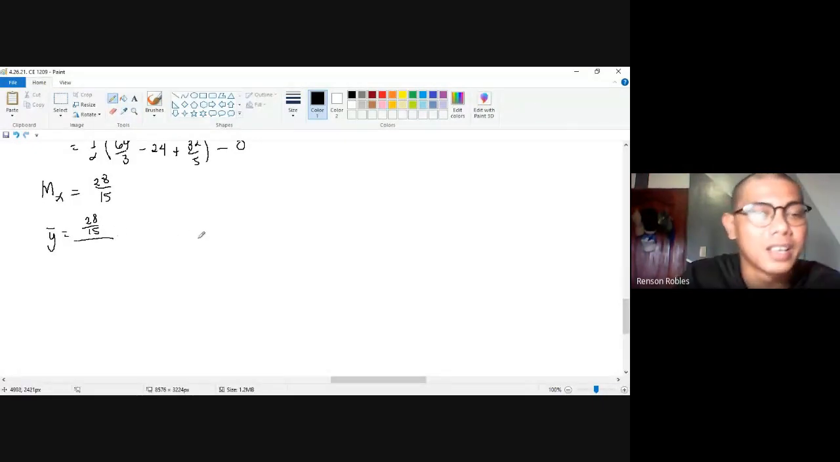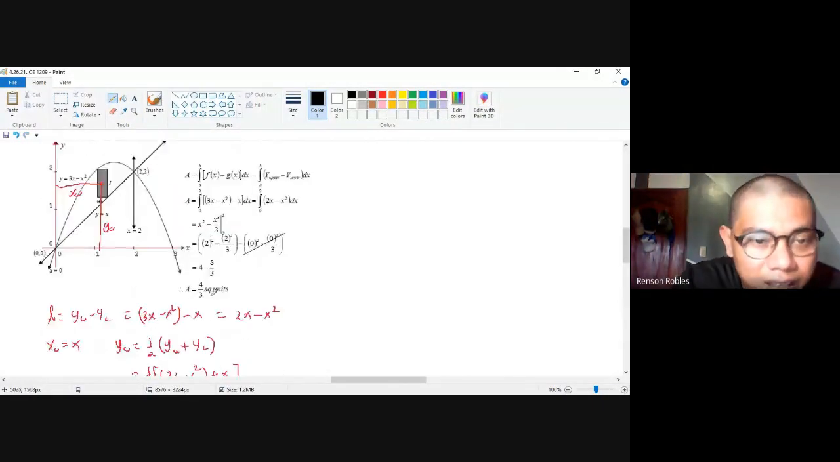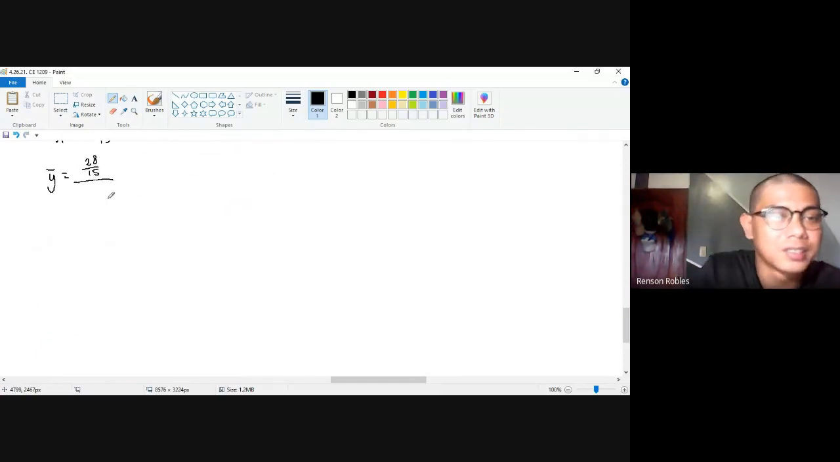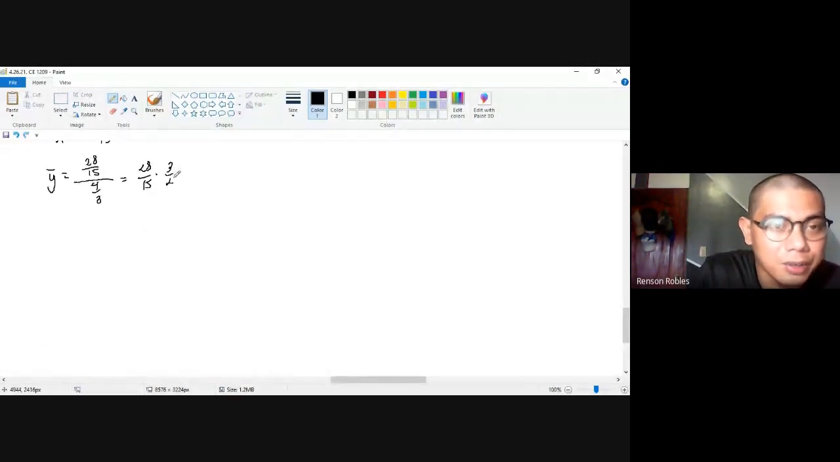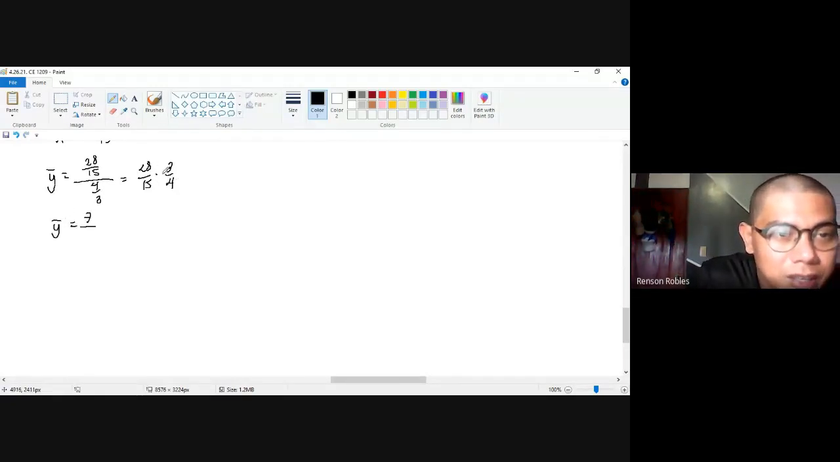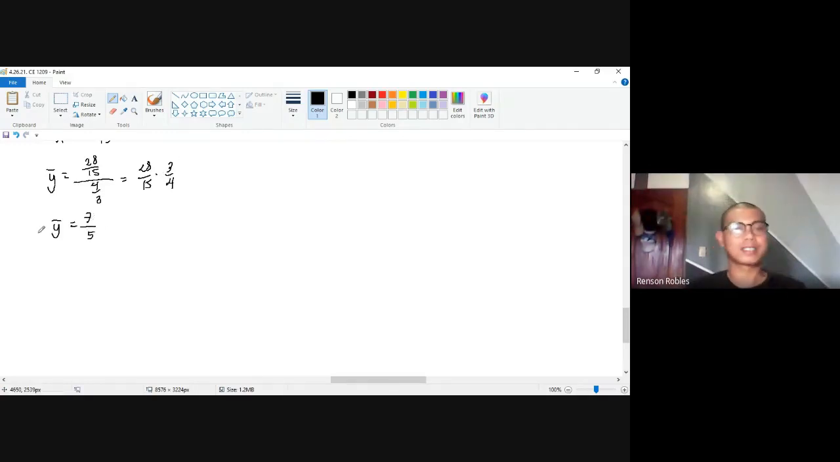all over. Ang area natin ay 4/3. 4/3 equals 28 over 15 times the reciprocal 3/4. Then bar y equals 28 divided by 4, 7. 15 divided by 3, 5. 7 over 5. Am I right? Yeah.